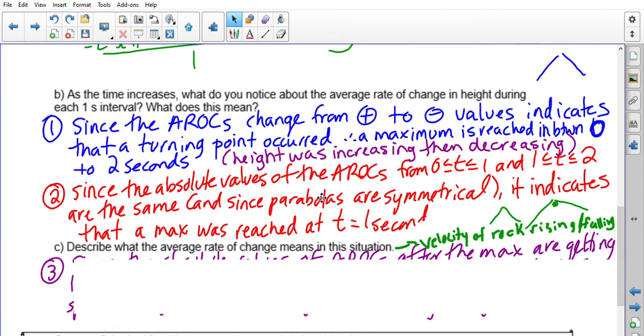So since the absolute values of the AROCs over those two intervals are the same, and since we know it's a parabola based on its equation, so we know parabolas are symmetrical, then the only way that you could have two slopes that are the same absolute value but different signs, it indicates that the max was reached right in between. So it was reached right in between 0 to 2, so right at the 1 second mark.